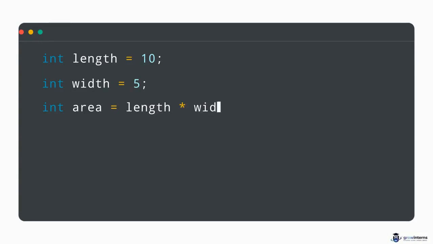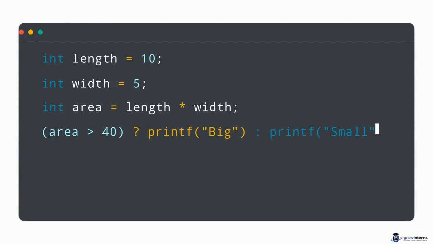First, we declare our variables and their values. Int length equals 10 and int width equals 5. Then we declare int area and assign it the result of length times width. Next, we evaluate the result using the conditional operator. We check if area is greater than 40, question mark. If true, print big, colon. If false, print small. If your code failed to run, check the very end of your ternary statement.